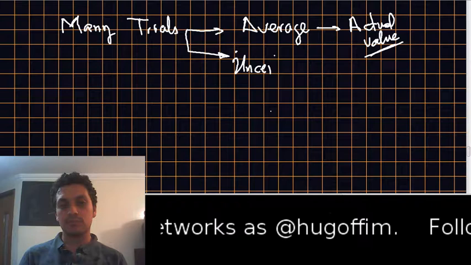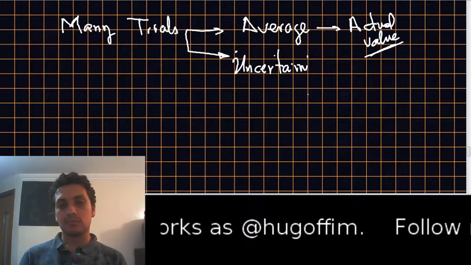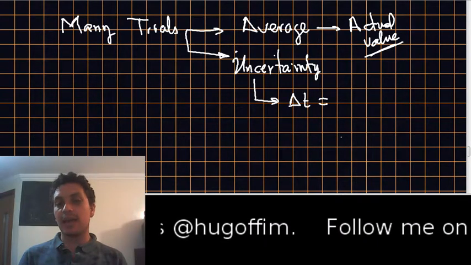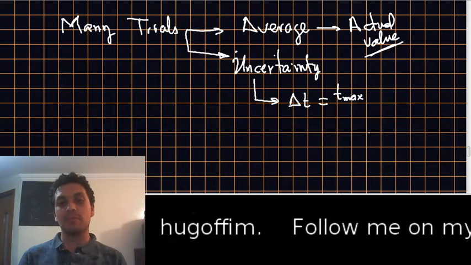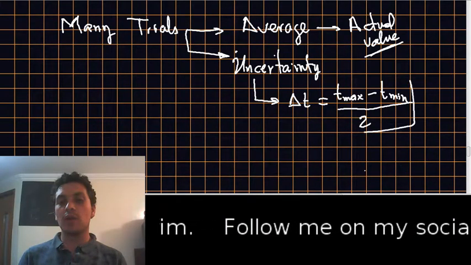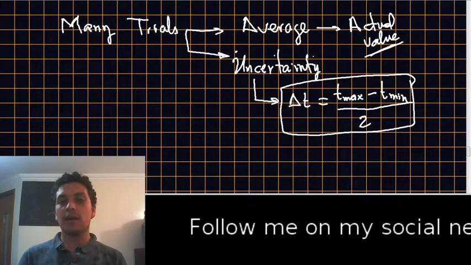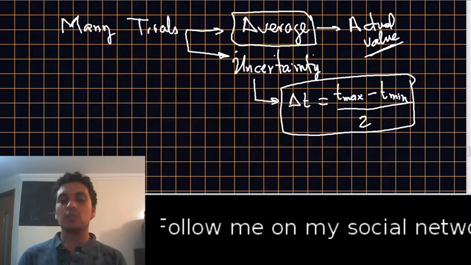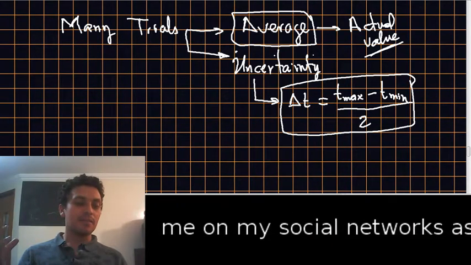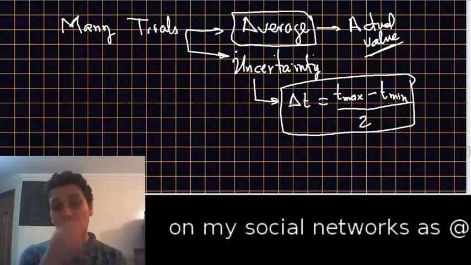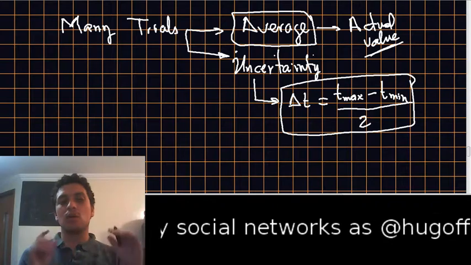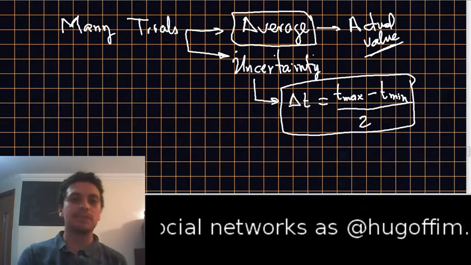Uncertainty. The uncertainty is going to be defined as maximum time minus minimum time divided by 2. So in this way we have the uncertainty and the average. Okay? So many trials help you to include the error mistakes that we have in the experiment because of human errors. Okay? So first factor, many trials.